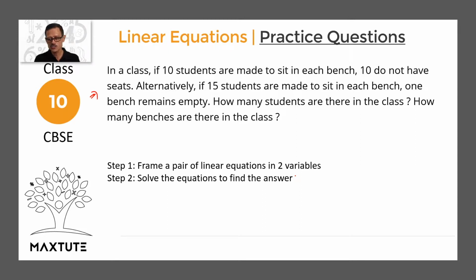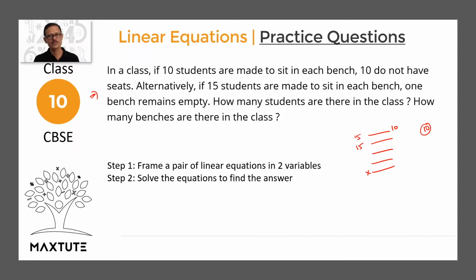In a class, if 10 students are made to sit in each bench, 10 do not have seats. Essentially, we are saying, let's say there are so many benches, we do not know how many are there. We're putting 10 students to each bench. In that case, we'll find that 10 students have not been seated. We could not find seats for them. Alternatively, if 15 students are made to sit in each bench, one bench remains empty. So there are n number of benches. We find that one of the benches is remaining empty. How many students are there in the class and how many benches are in the class is what we need to find out. Let's get started.